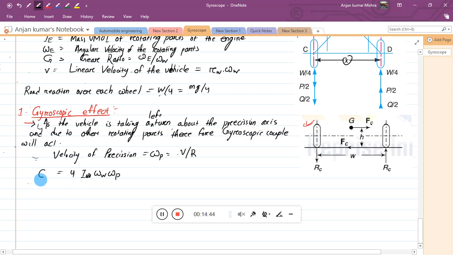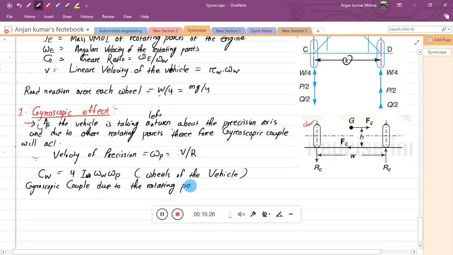So we better write it CW, that is because of the wheels of the vehicle. Then gyroscopic couple due to the rotating parts of the engine, that will become CE.